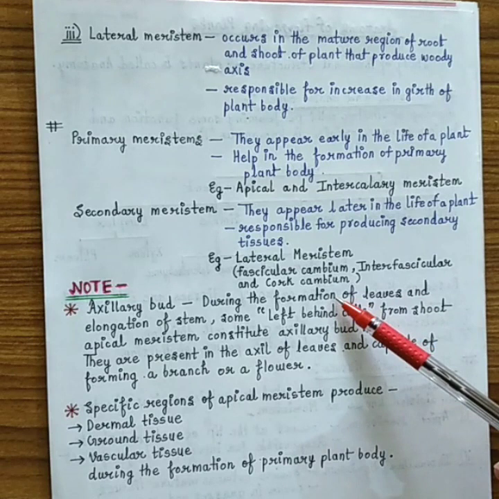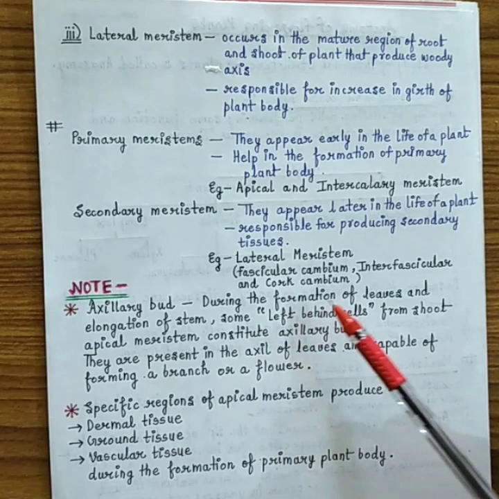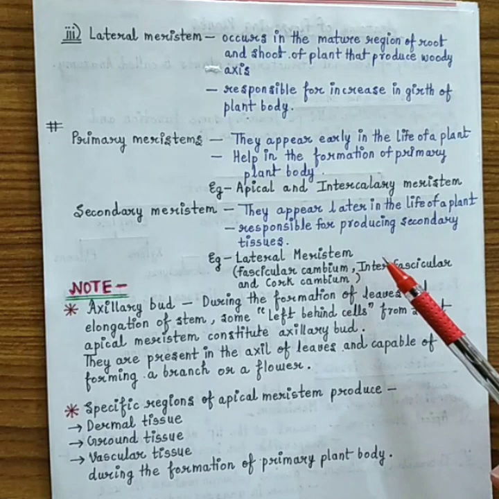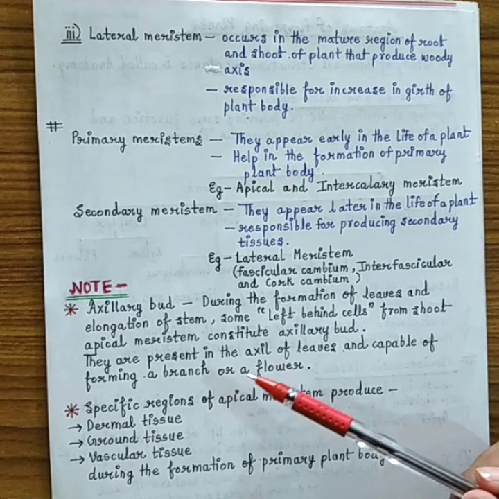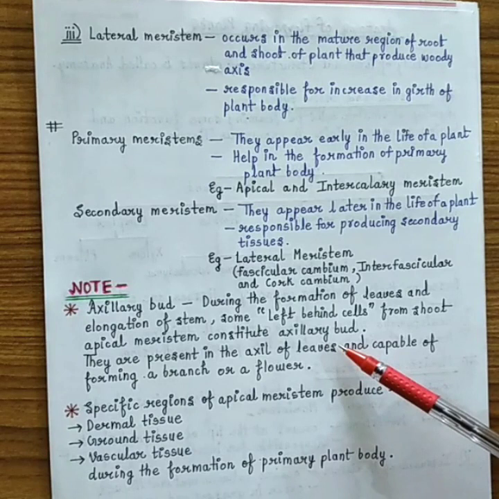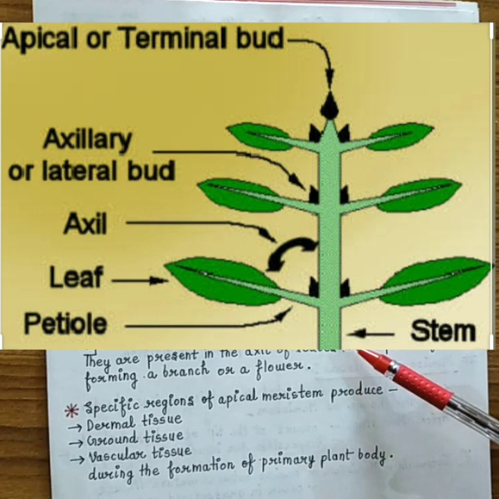Now moving ahead, there is an important point to note about axillary bud. While there is formation of leaves going on and elongation of stem going on, jo plant mein leaves ka formation ho raha hota hai and stem ka elongation ho raha hota hai, so that is taking place from the shoot apical meristems. So jo shoot apical meristem ke kuch cells bache reh jate hain, the remaining left behind cells, they constitute the axillary bud. Wo sare left behind cells shoot apical meristem ke, while the formation of leaves and elongation of stem is taking place, wo left behind cells hote hain, they form the axillary bud.